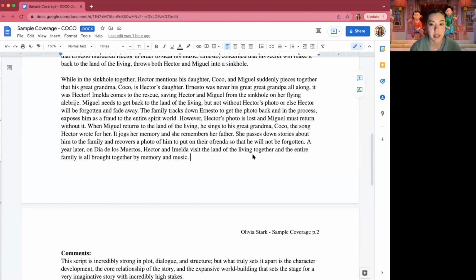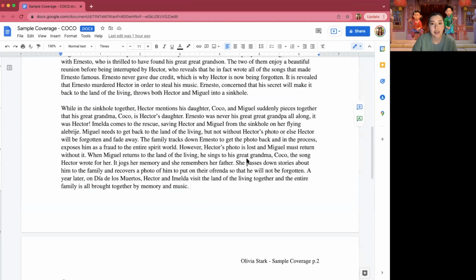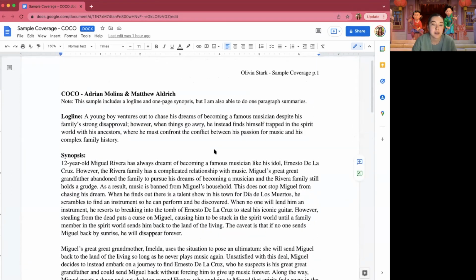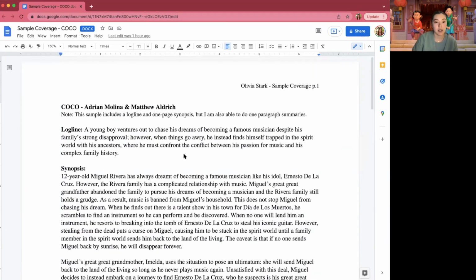So I like to add a little more emotional flair for the resolution, especially for animated movies like this. It again gives a little bit of the feel of what you're supposed to feel at this part of the movie. So yeah, that's the synopsis and logline bit of it.